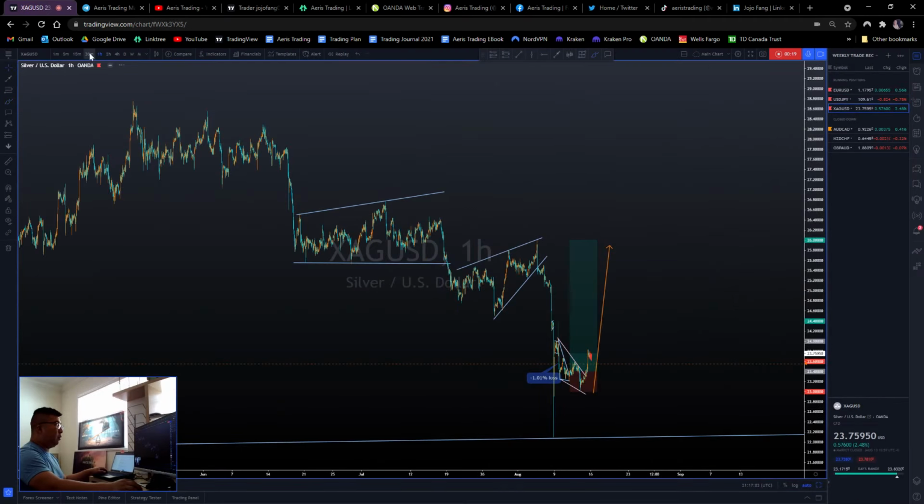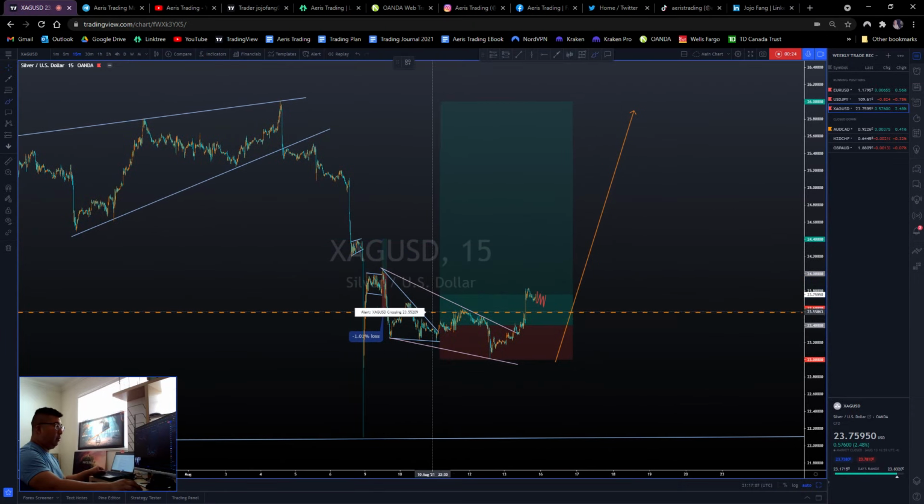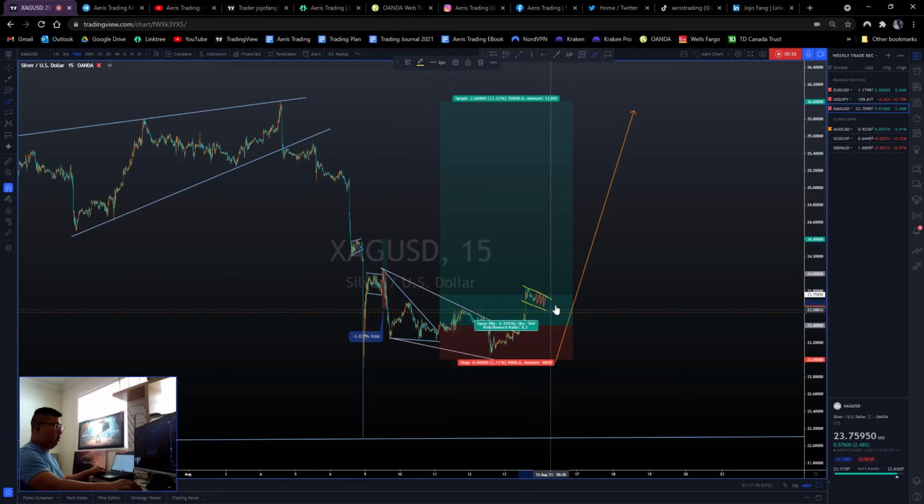I'm also in silver currently right now. I did take a loss in the beginning here, but I did manage to get back into it, and it's running about 1 to 1 right now.